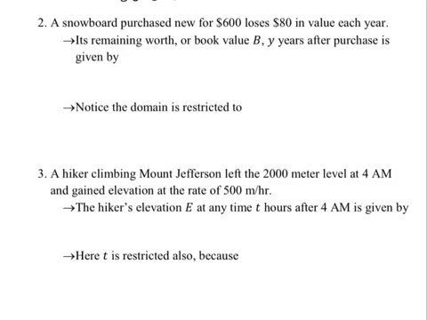Okay, number 2 says a snowboard purchased new for $600 loses $80 in value each year. Its remaining worth, or book value, B, y years after purchase is given by, and we have to fill in that blank. Now we also want to look at the domain for this function. So it starts at a value of $600. That's how much it is worth in the beginning. So again, the y-intercept is 600 here. Like the last problem, it was 3,000.